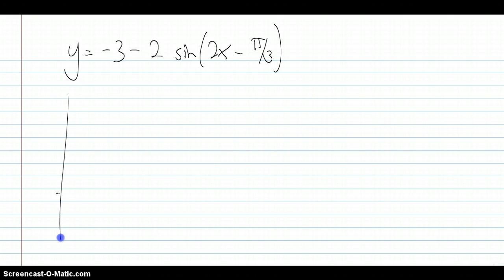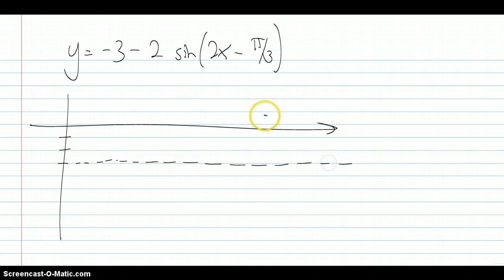Alright, so in this one, the whole graph is going to shift down by 3. So I might even make my horizontal axis right there. Down 1, 2, 3. This is the new horizontal axis because it has shifted down by 3. Amplitude is 2, so -5, -1. The graph's going to be going to those maximum and minimum values.